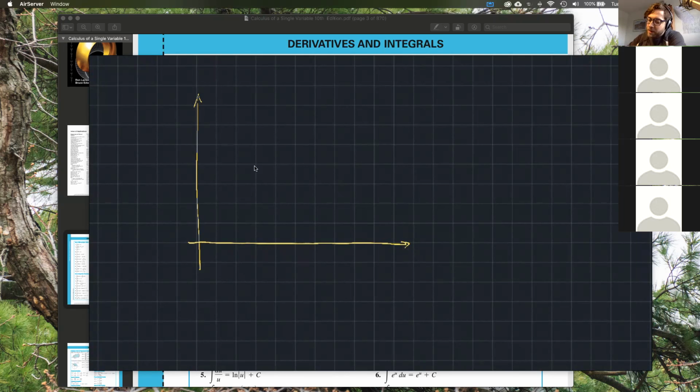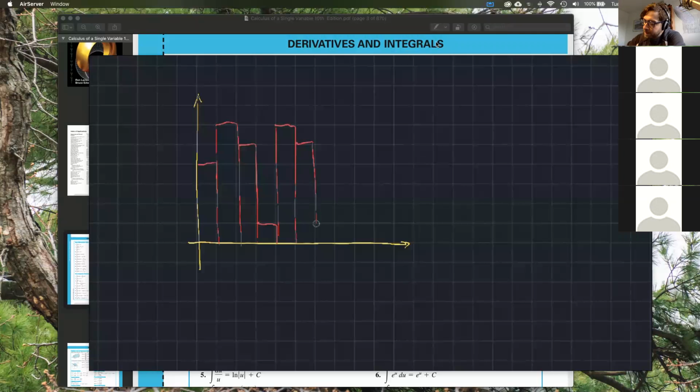Something like that. If we have a bunch of data, right? I'm showing it as a bar graph. Right, and let's just call this f of x. And then let's call this x, right? So we have a bunch of data. Okay, and they're just represented as bars.